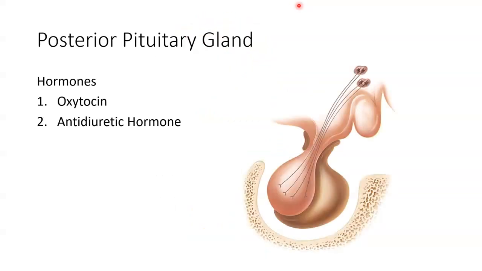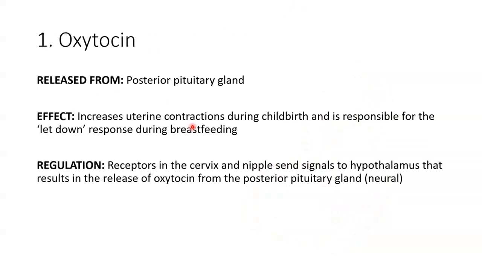Now moving on to the posterior pituitary gland, and remember that the posterior pituitary doesn't produce its own hormones, but it does store and release two different hormones that are produced in the hypothalamus. So these hormones are oxytocin and antidiuretic hormone. So the first hormone that we will look at from the posterior pituitary gland is oxytocin.